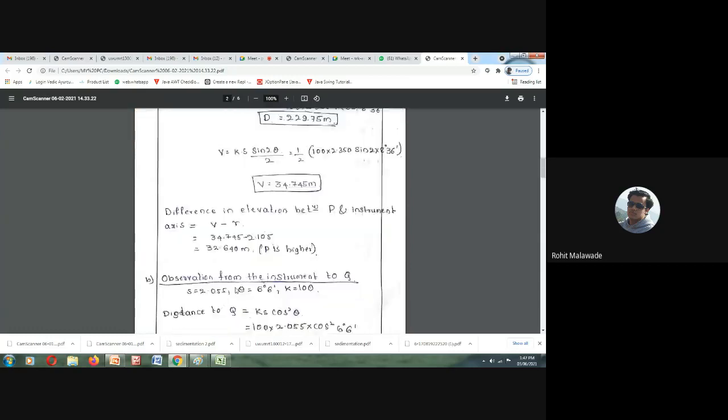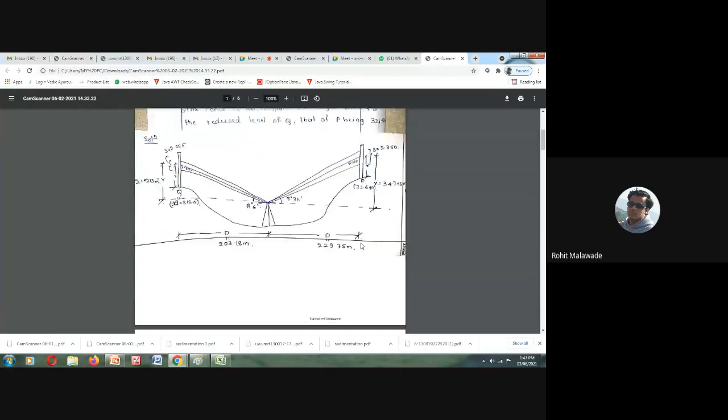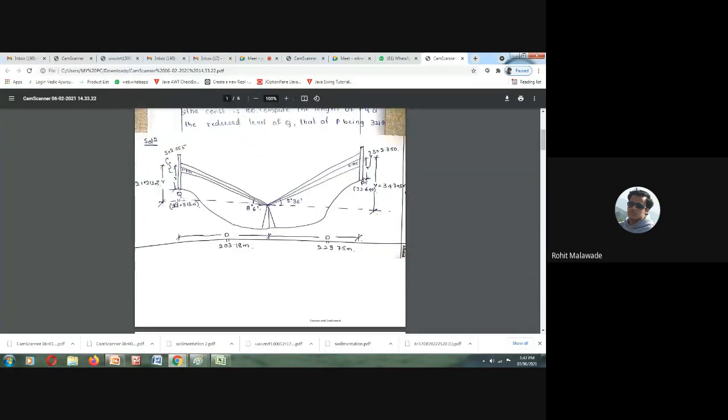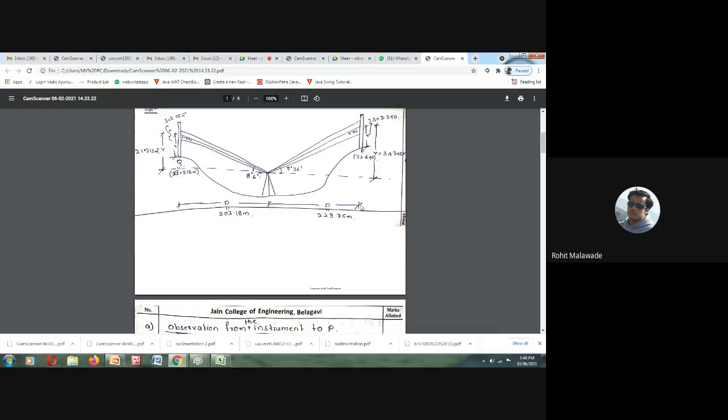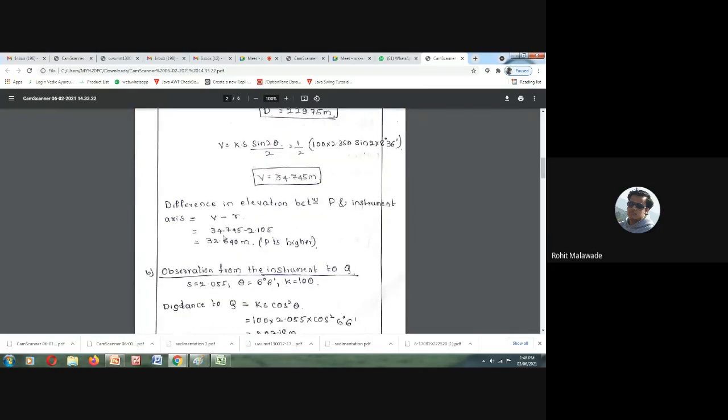Okay, so p will be v minus r. So v is from this to this and minus r is from this to this, so we will be getting this particular height. From your horizontal line of sight, the difference in elevation between p and the instrument axis is 32.64 meter.